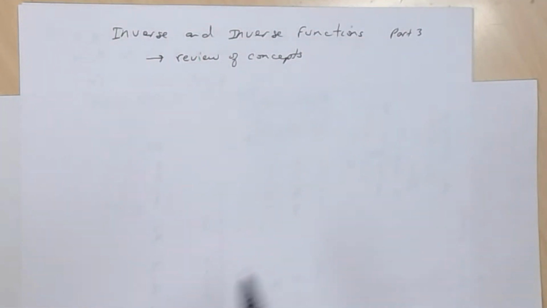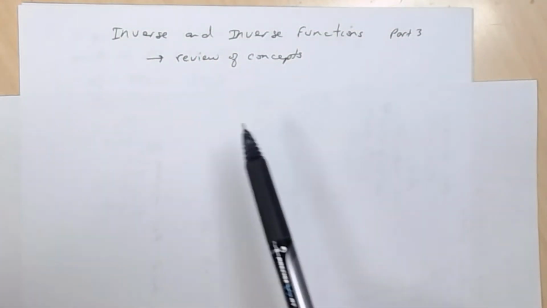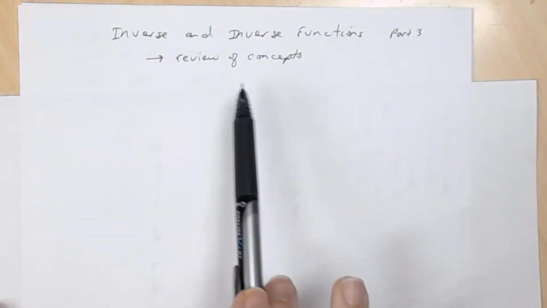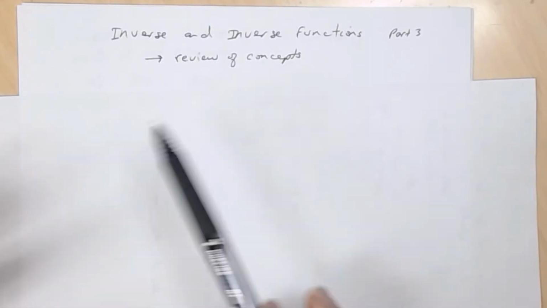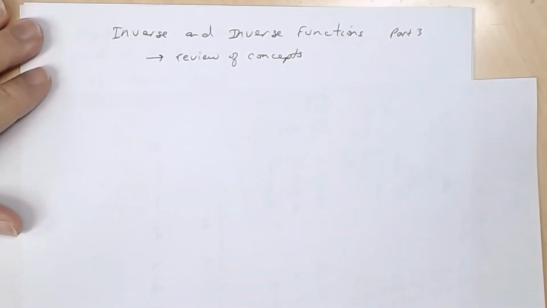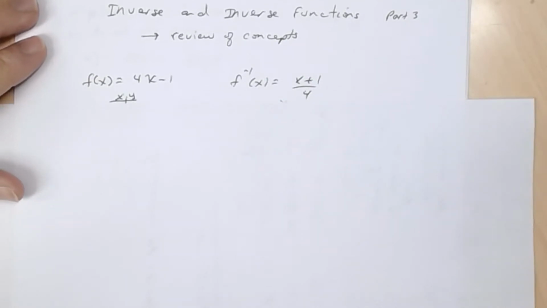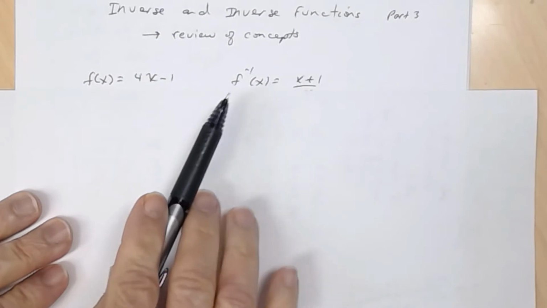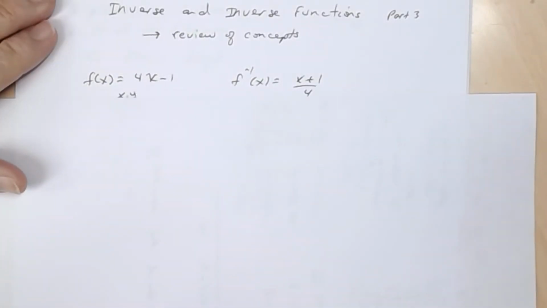Okay, so this is part three of our study on inverses and inverse functions. And basically, this part three is mainly a review of some of the concepts that we've discussed. In part one, you may recall we had this function f of x, which is 4x minus 1, and we saw that the inverse of that function is (x plus 1) divided by 4.